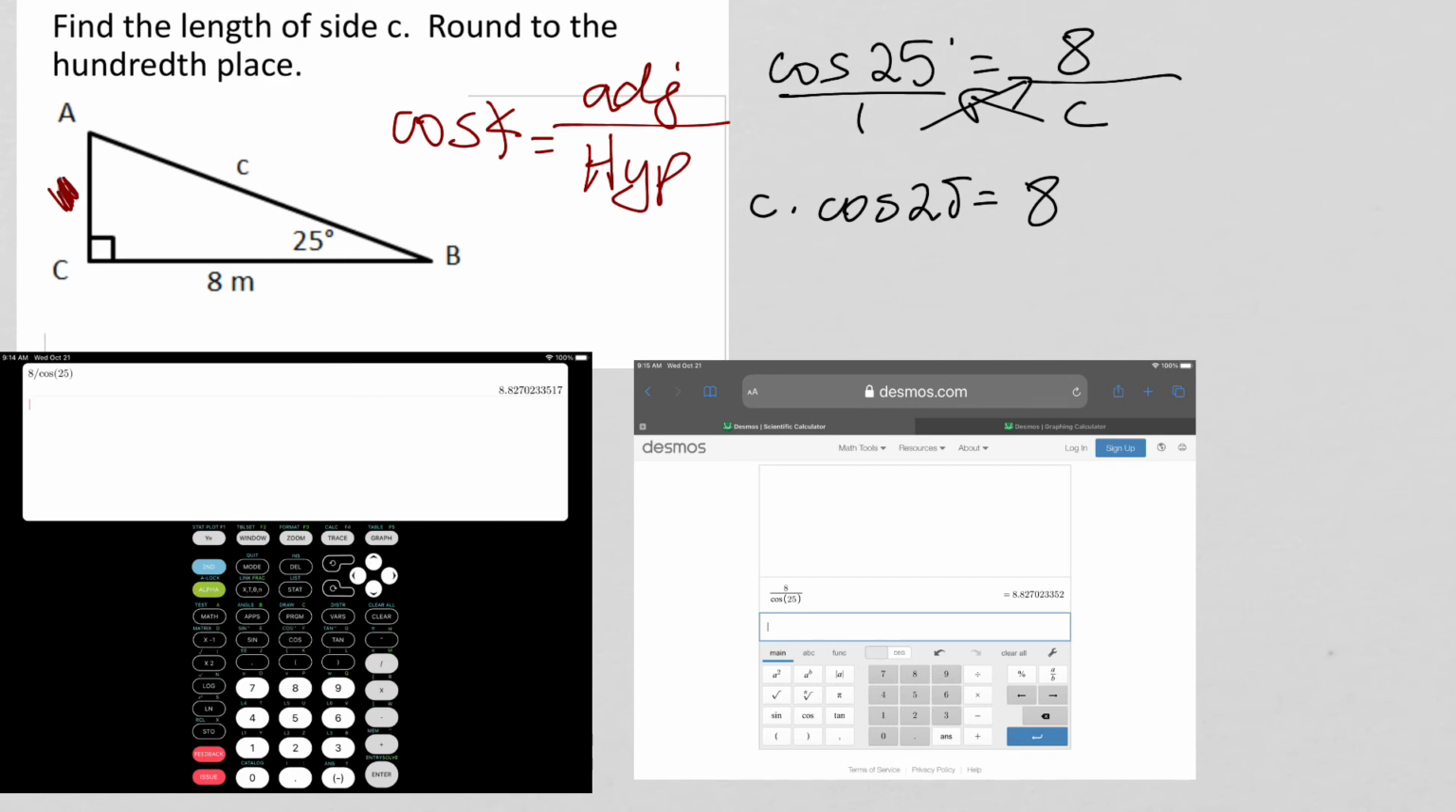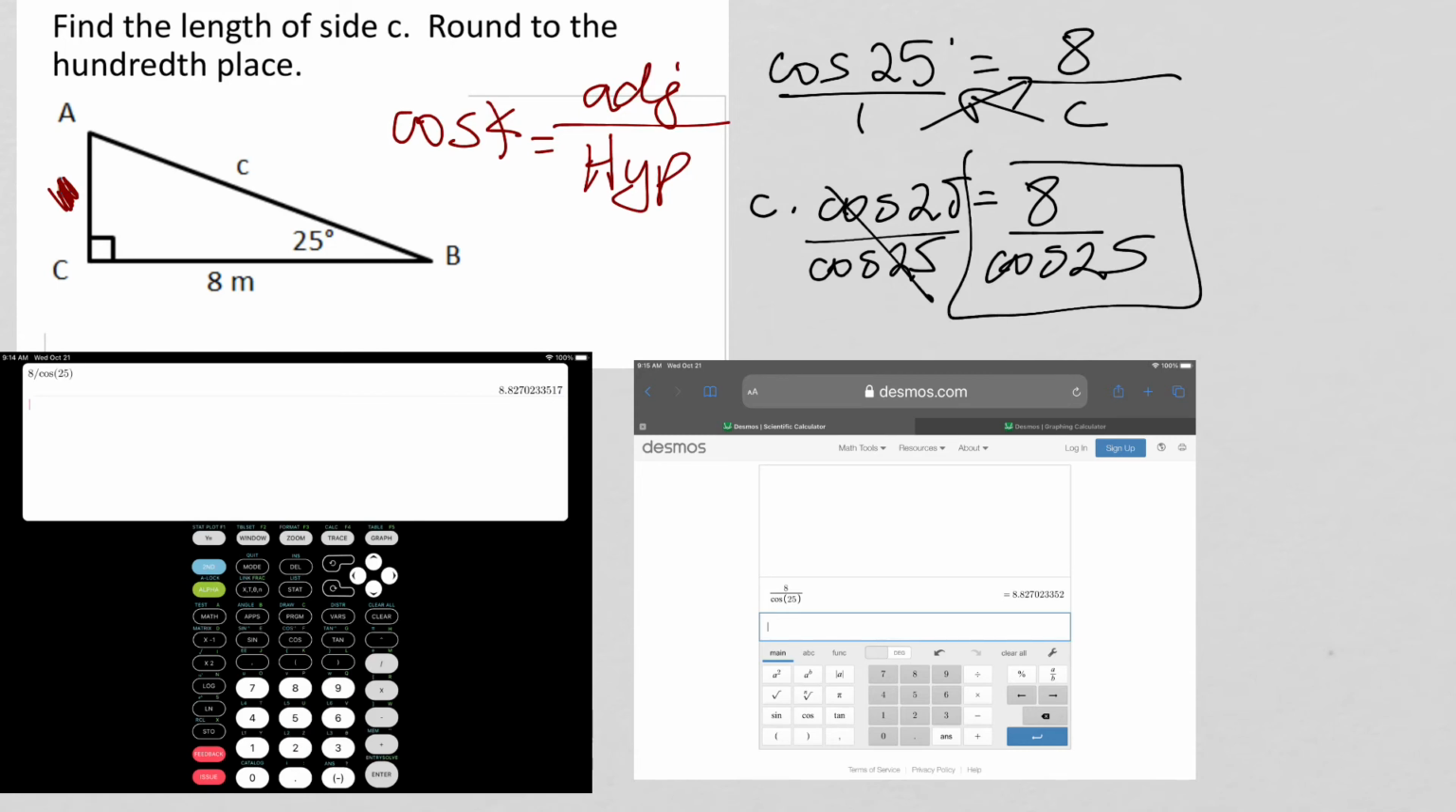Now, if you notice here, we still need to do one extra step because cosine 25 is attached to C. This is a thing that's together. You can't separate the angle from the function. So we're going to divide by cosine 25. So in the calculator, this is what we're going to be doing: 8 divided by cosine 25. So I have the TI calculator on the left, and I have the Desmos calculator on the right. And the answer comes out to be 8.83.